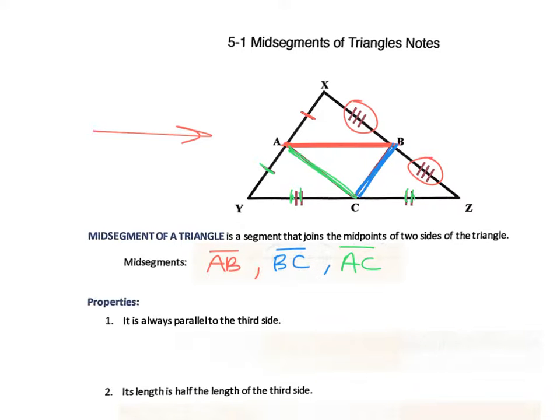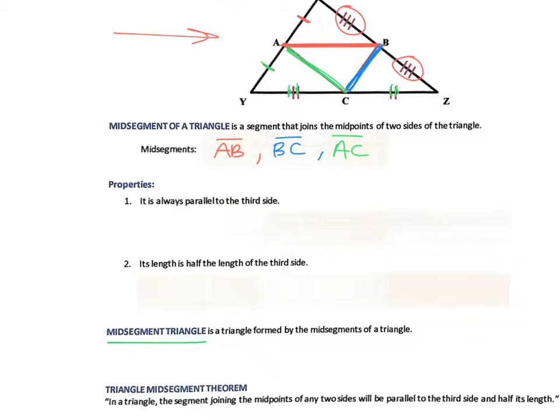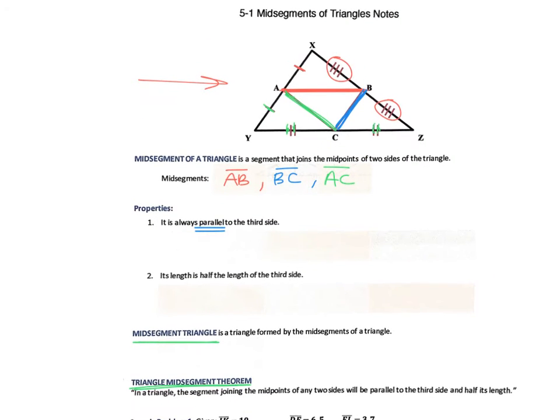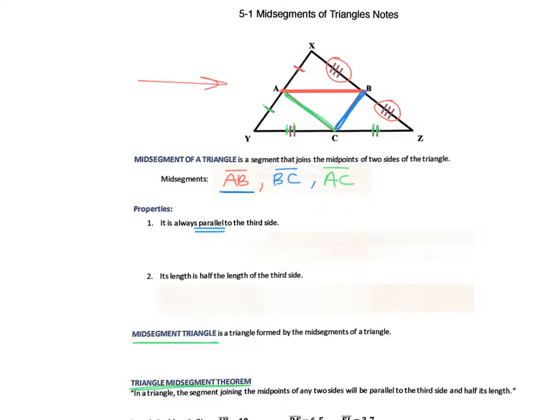With mid-segments, there are two properties that go along with this. It's actually the theorem right here. The triangle mid-segment theorem gives you these two properties, okay? The first says it is always parallel to the third side of the triangle. So if you look at our picture up here, mid-segment AB, for instance, will be parallel to the side across from it.